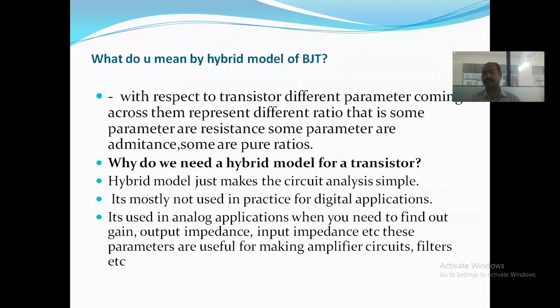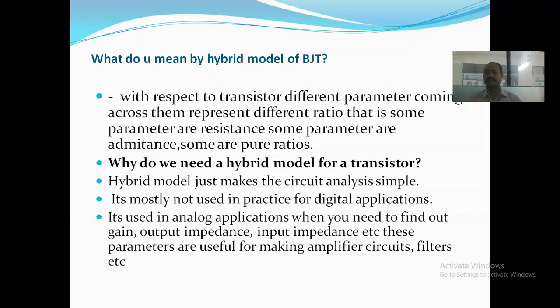When we analyze the device with respect to Z parameter, whatever the output parameters coming should be either voltage, current, resistances or admittances. But we know that in the hybrid model of the BJT, the parameters coming with respect to output don't have the same things. They are not the ratio of voltage upon voltage, current upon current, or admittances.